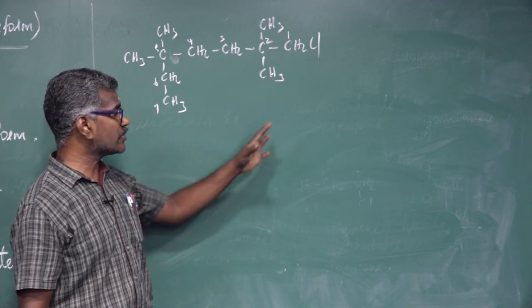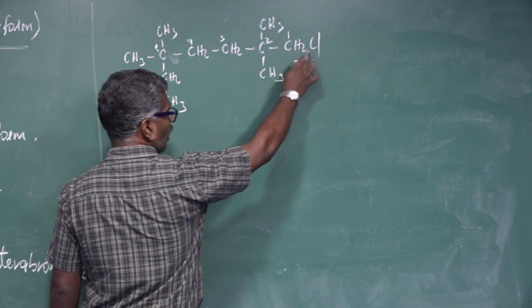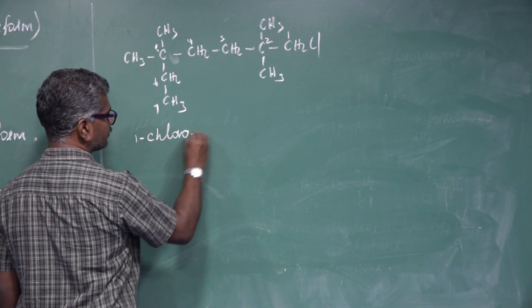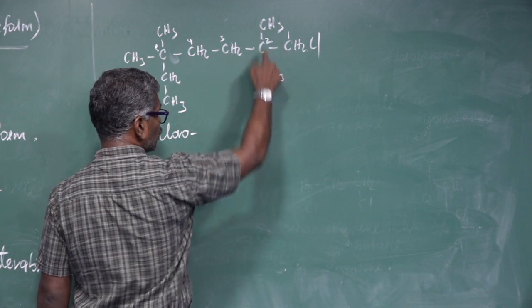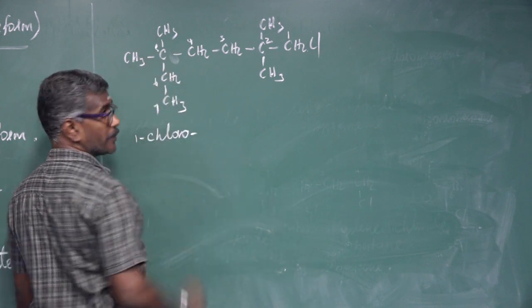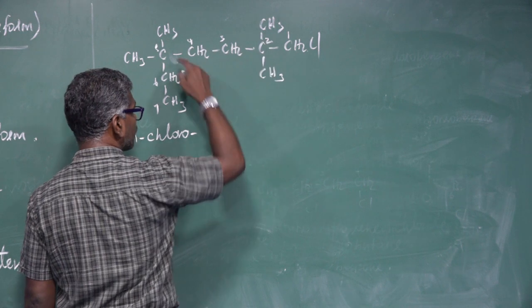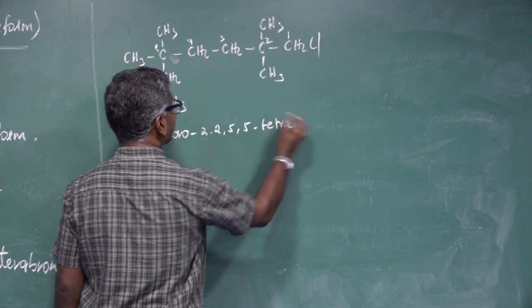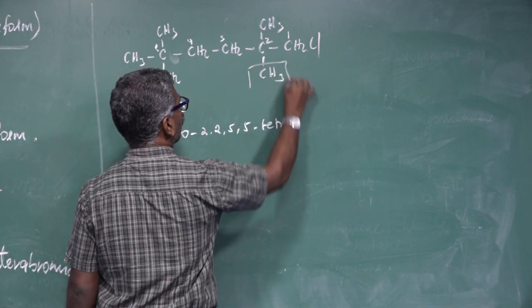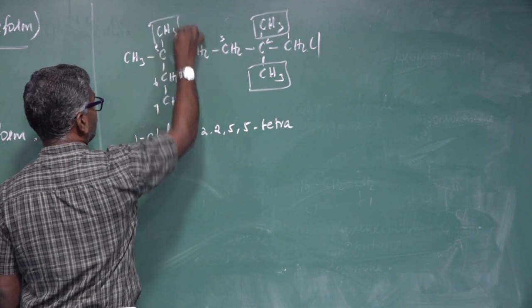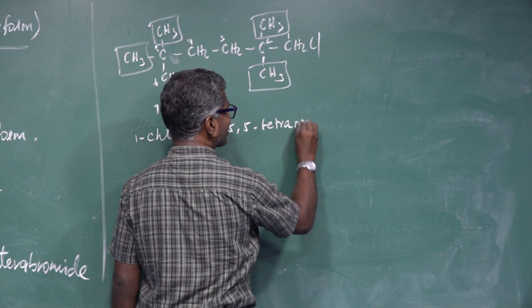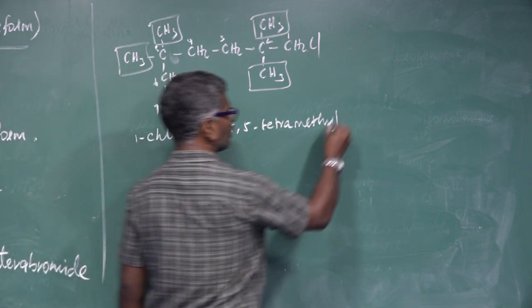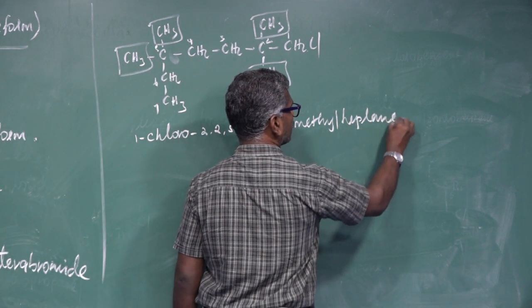This is a substituent. How to give the name? Halogen is present in the first carbon atom, so 1-chloro. In the second position there are 2 methyl groups, fifth position also 2 methyl groups. So we have to say the number 2 times: 2,2,5,5. Tetra. Totally how many methyl groups? 1, 2, 3, 4. Tetramethyl. Totally how many carbon atoms? 7 carbon atoms. So heptane.